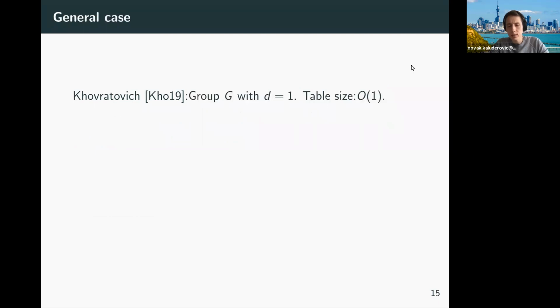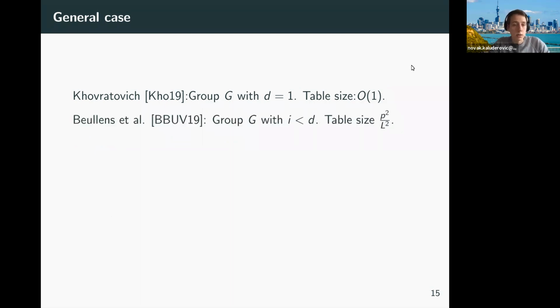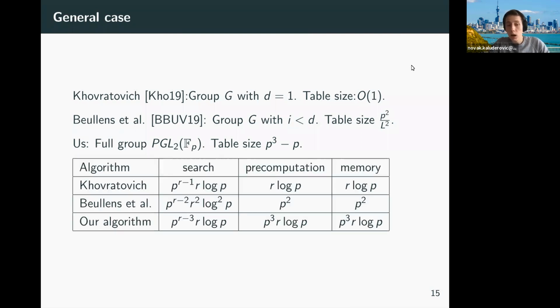Now, in the general case, when the number of queries can go up to p, Kaluderovic proposes the same algorithm, where essentially their sequence yield from p queries is O(p) sequences. Bullens et al., as previously, from p queries obtain around O(p squared) sequences, and then we show how to exploit the full Möbius transformation group, and from p queries we show how to obtain p cubed sequences. And again, the runtime is always p to the r divided by these table sizes, which are linear, quadratic, and cubic in the third case.